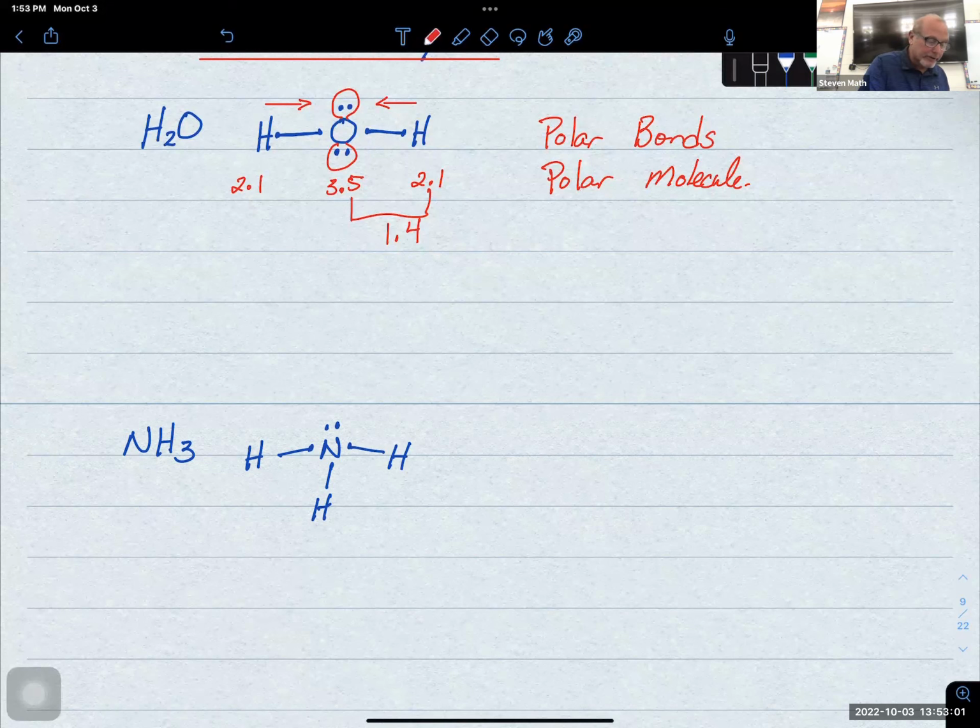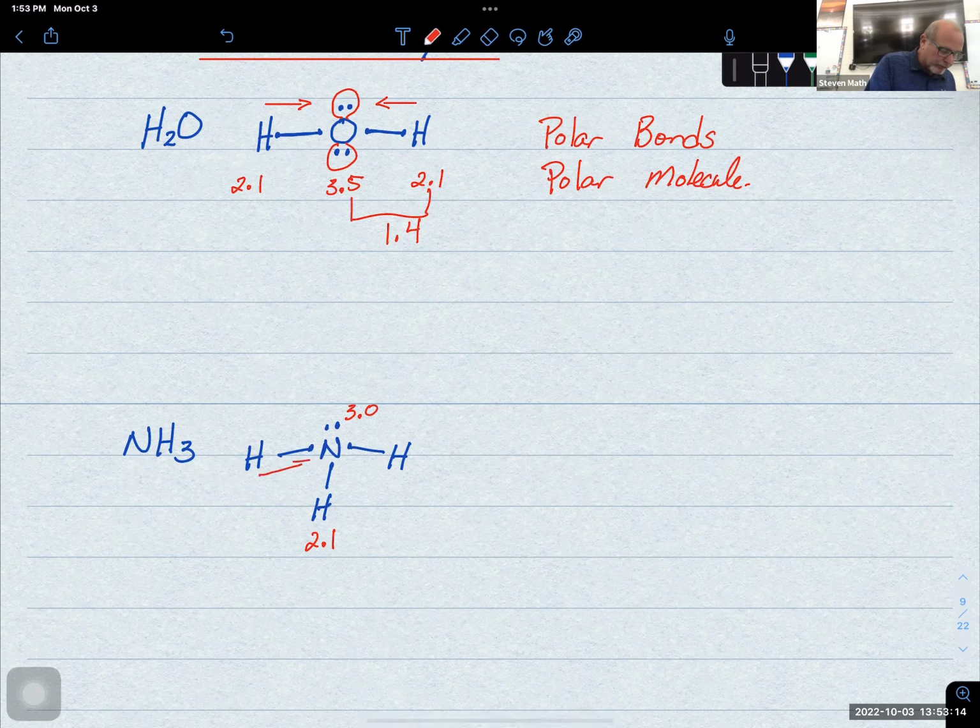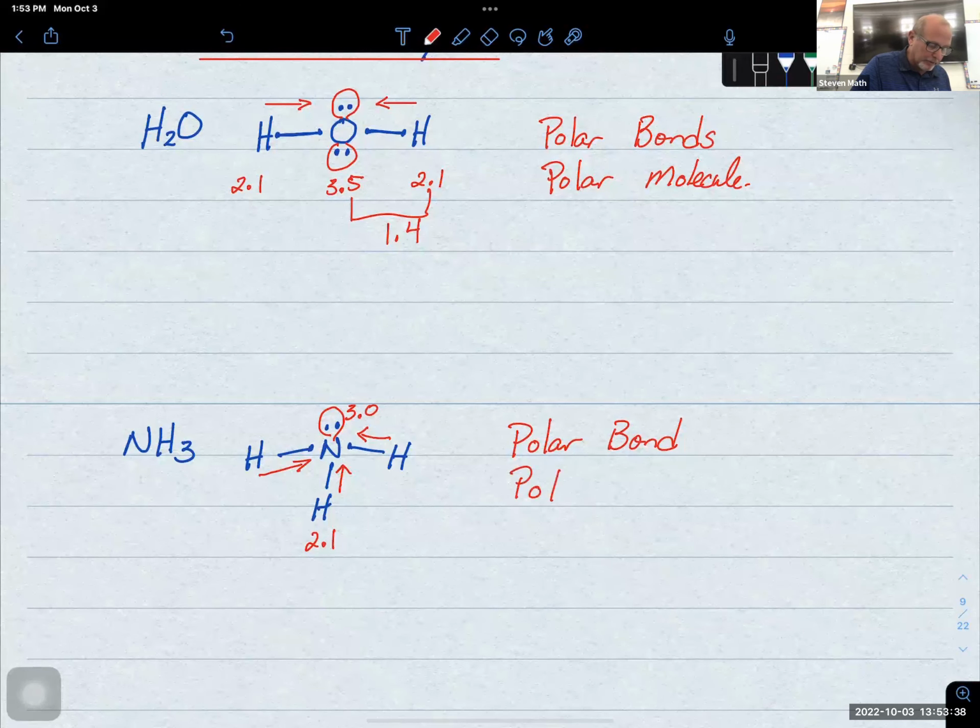And now if we look at electronegativities, hydrogen is 2.1, nitrogen is 3.0, not quite as electronegative as oxygen, but enough to draw the hydrogen electrons toward it. Couple that with this lone pair that's sitting up top. And again, 3.0 minus 2.1, I'm going to have a polar bond. I'm also going to have a polar molecule.